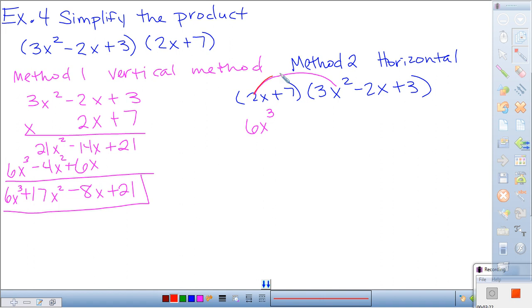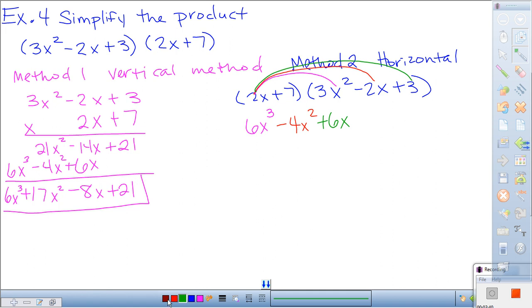Then 2x times negative 2x. 2 times negative 2, negative 4. X times x, x squared. And finally, we need to multiply 2x times 3. 2x times 3 is a positive 6x. Now we've successfully multiplied 2x times every term in this trinomial.